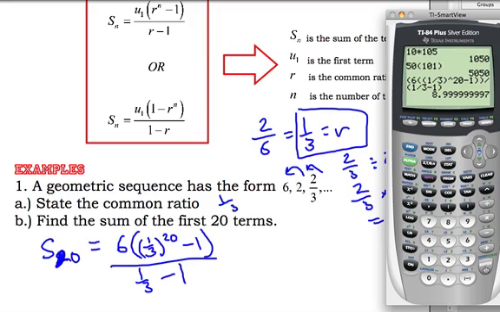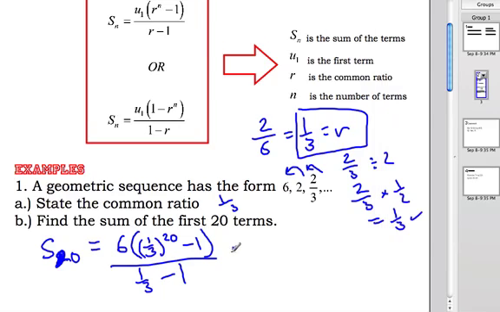We get 8.9999997. So that will round to about 9. So it's very close to 9 if you add the first 20 terms.